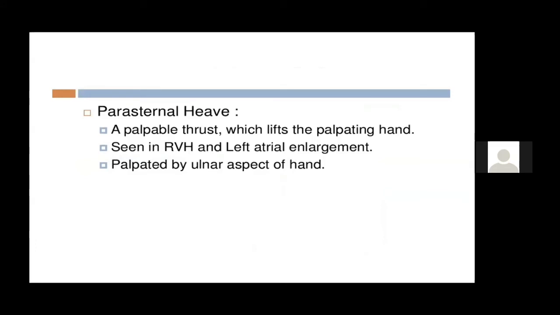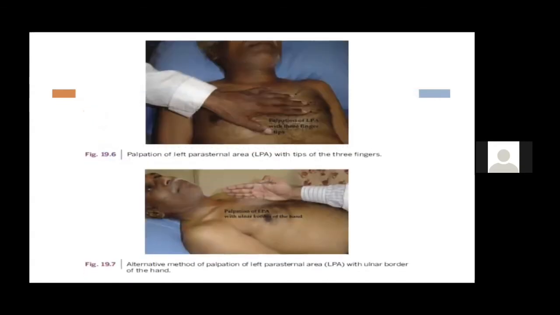Now, coming to the parasternal heave, which we know is a palpable thrust which lifts the palpating hand. We should always feel it with the pulp of our hand, and it is seen in various conditions of right ventricular hypertrophy. Basically, the RV can have diastolic overload or systemic overload. I will discuss the parasternal lift, which is not a parasternal heave. Parasternal lift is different, but parasternal heave usually suggests right ventricular hypertrophy by either a volume overload or a pressure overload.